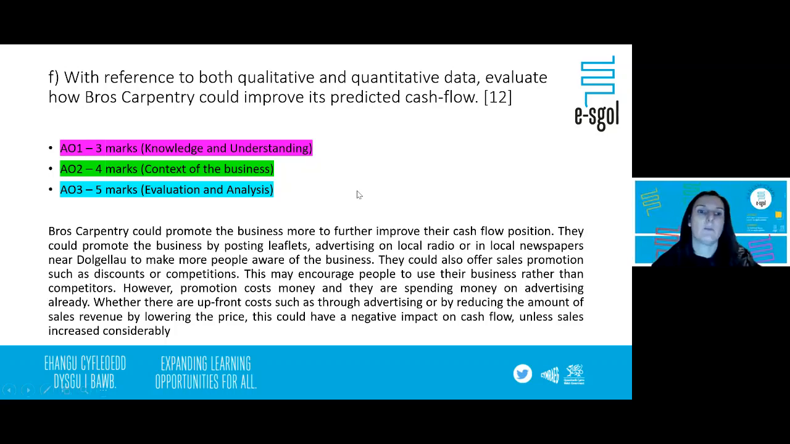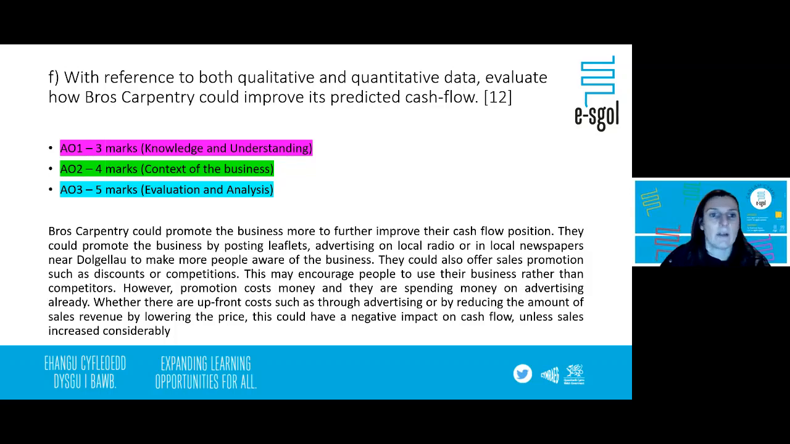So Bros Carpentry would promote the business more to further improve their cash flow position. They could promote the business by using posters, leaflets, advertising on local radio or in local newspapers near Dolgellau to make more people aware of the business. They could also offer sales promotions such as discounts or competitions. This may encourage people to use the business rather than competitors. However, promotion costs money and they are spending money on advertising already. Whether they are upfront costs such as through advertising or by reducing the amount of sales revenue by lowering the price, this could be a negative impact on cash flow unless sales increase considerably.